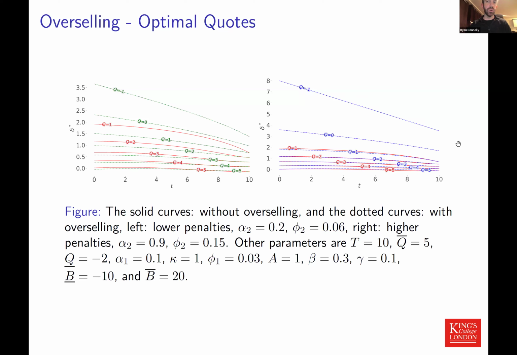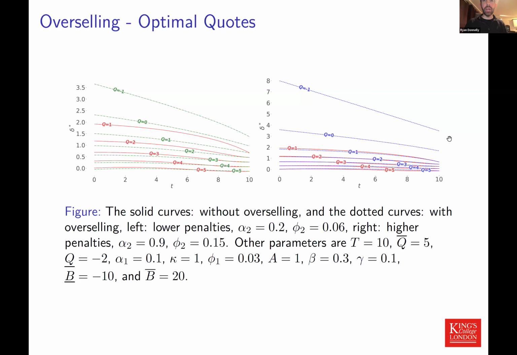So these figures are a little bit misleading because the red curves are the same on the left and right. It's just a different vertical scale that we have here. The red curves represent the feedback strategies when overselling is not allowed, so they're the same feedback strategies we saw previously. On the left, the dotted green curve represents the new equilibrium strategies when you are allowed to oversell and there's a low penalty to doing so. On the right-hand side, you're again allowed to oversell, but there is a high penalty to do so.